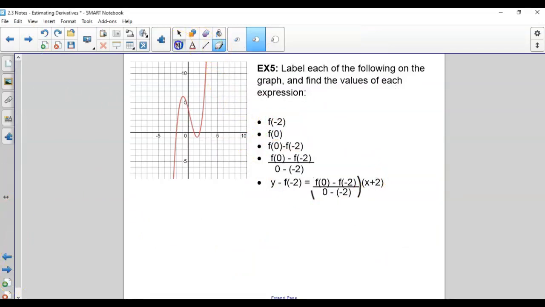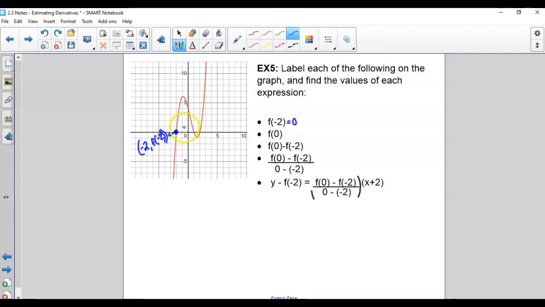All right, so we have to label all of these things on our graph. So if I look at f of -2, whenever our x equals -2, our y equals 0. So this would equal 0. And so this point right here is going to be -2, f of -2. So f of -2, that is your y coordinate.